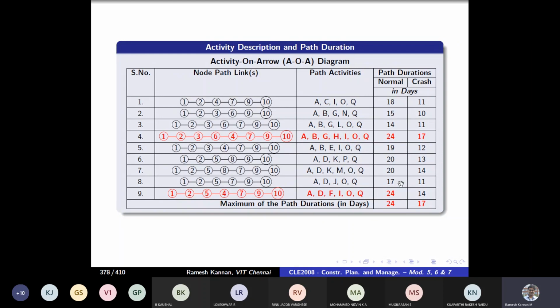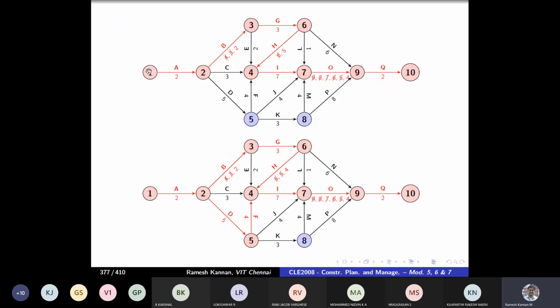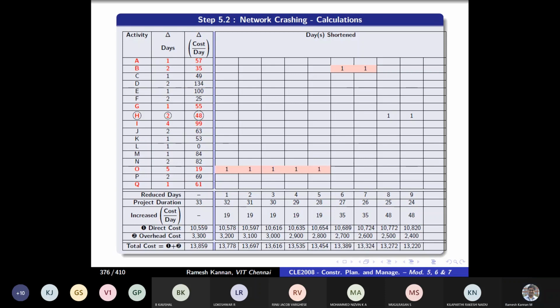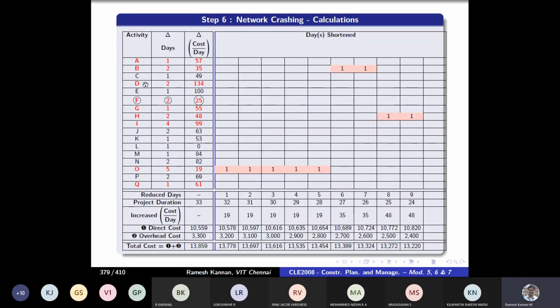So here is the trick. It's not a trick, it's the actual procedure. We have to consider all the activities of the critical paths. In this case, we only considered one critical path's activities. Here we have two critical paths, so the new critical activities will be D and F, and I, O, Q are already here. So D and F will come into the picture. Then while selecting the least cost slope, you should consider all the critical activities also.